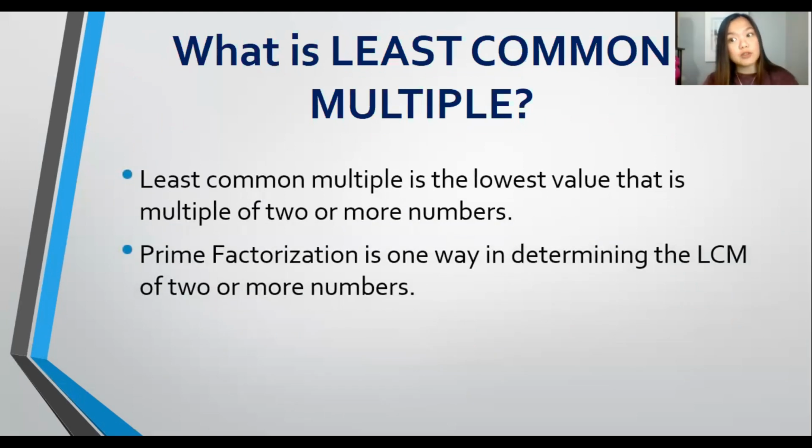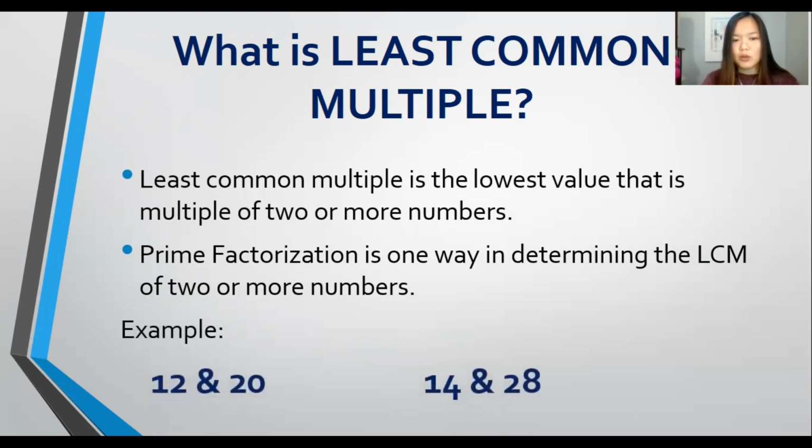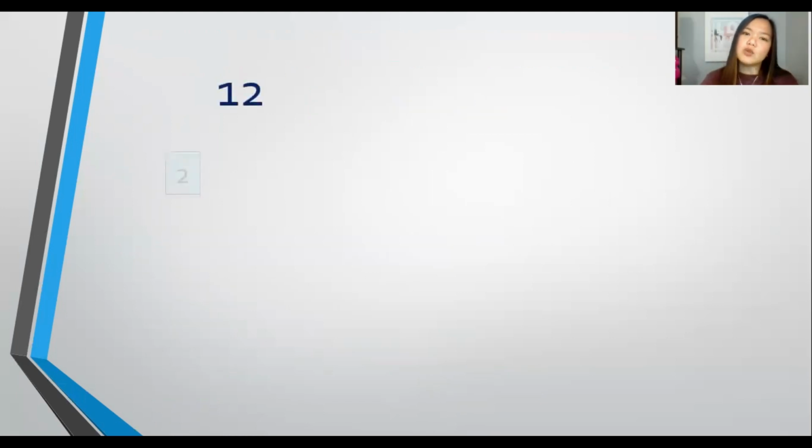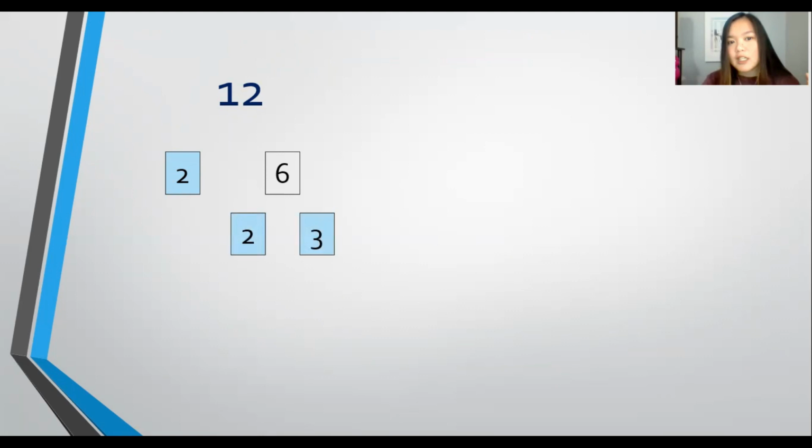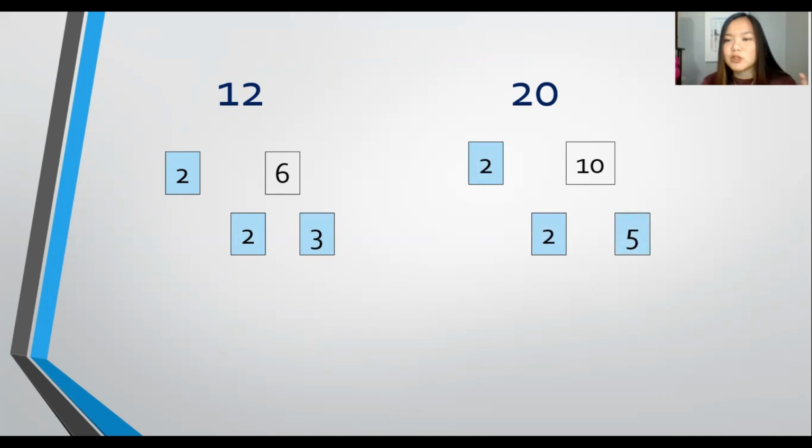So, we have to do the prime factorization to enable us to know the least common multiple. This is one way of finding the LCM. Example, 12 and 20, 14 and 28. Okay. First is 12 and 20. So, yung 12, yung factors is 2 and 6. And 6 is not a prime number. So, let's get the factors that are prime. You have 2 and 3. And 20, you have 2 and 10, 2 and 5.